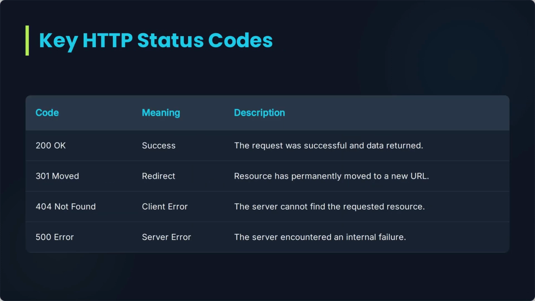Key HTTP status codes. Whenever a request is made, the server responds with a status code. A 200 OK is what we always want to see. It means the request was successful. A 301 Moved tells the browser the page has a new home. On the error side, the famous 404 Not Found occurs when a page doesn't exist, while a 500 Internal Server Error indicates that something has gone wrong on the server's end. These codes help developers and browsers diagnose the health of a connection.